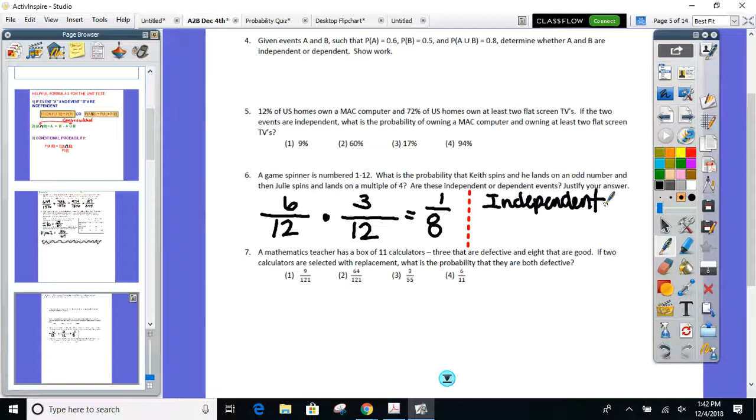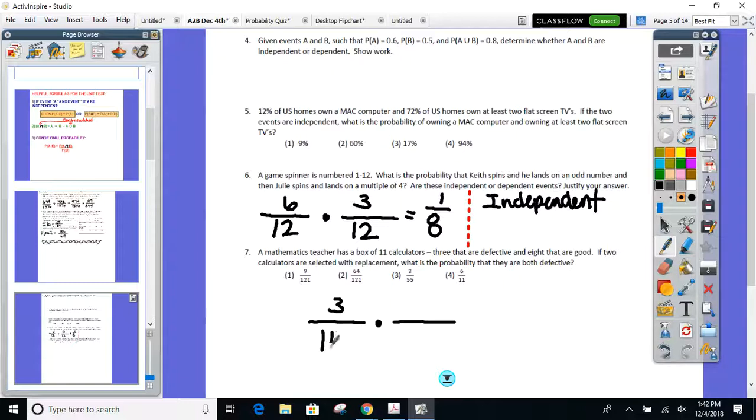Two calculators are selected with replacement. Ooh, what's the probability they're both defective? How many calculators are going to get selected? 2. I asked that because we're going to multiply both probabilities. All right, you reach your paw in there. What's the probability you get a defective one? 3 out of 11. Nice.